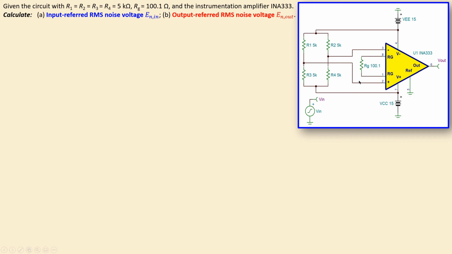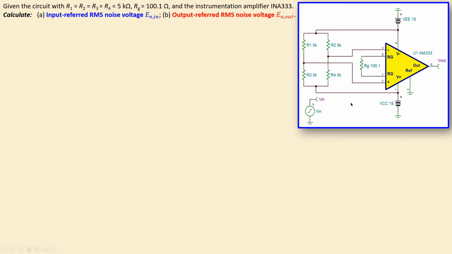Now for this example we have the instrumentation amplifier INA333. So that is what we have. The 4 resistors of the Wheatstone Bridge are all 5 kilo ohms, and our gain setting resistance is 100.1 ohms.